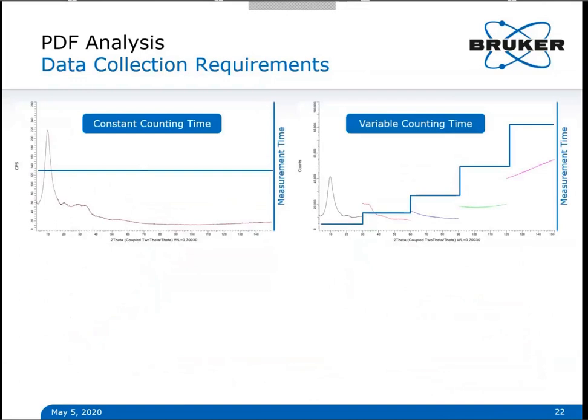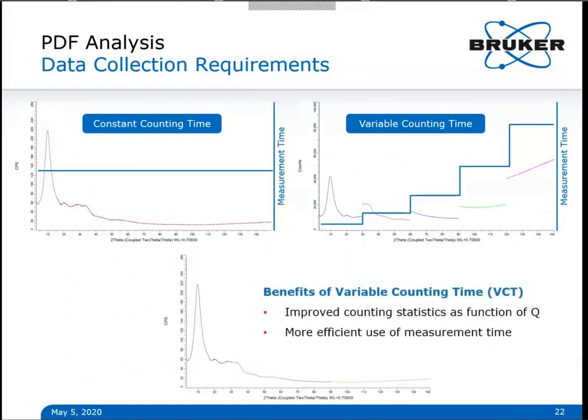To mitigate this problem, a variable counting time strategy can be employed. Simply put, the measurement is broken up into subranges, where the measurement time per step is increased for each subrange. The data becomes normalized to counts per second, and this results in a higher quality PDF because of the improved counting statistics at high Q and a more efficient use of our measurement time.